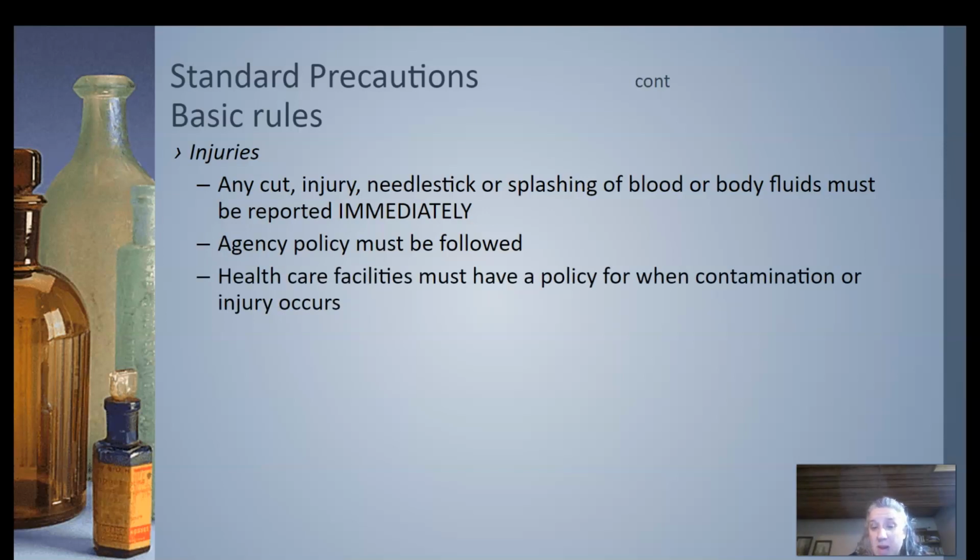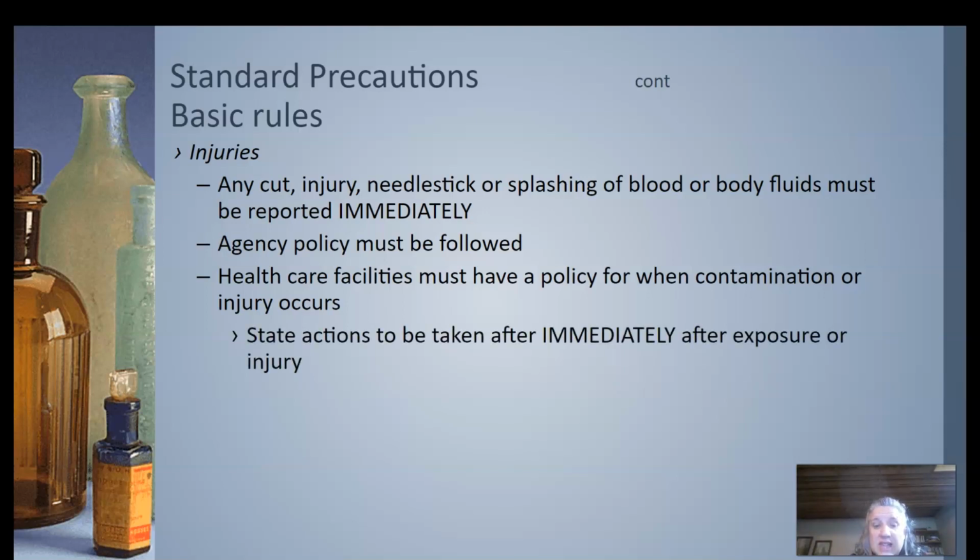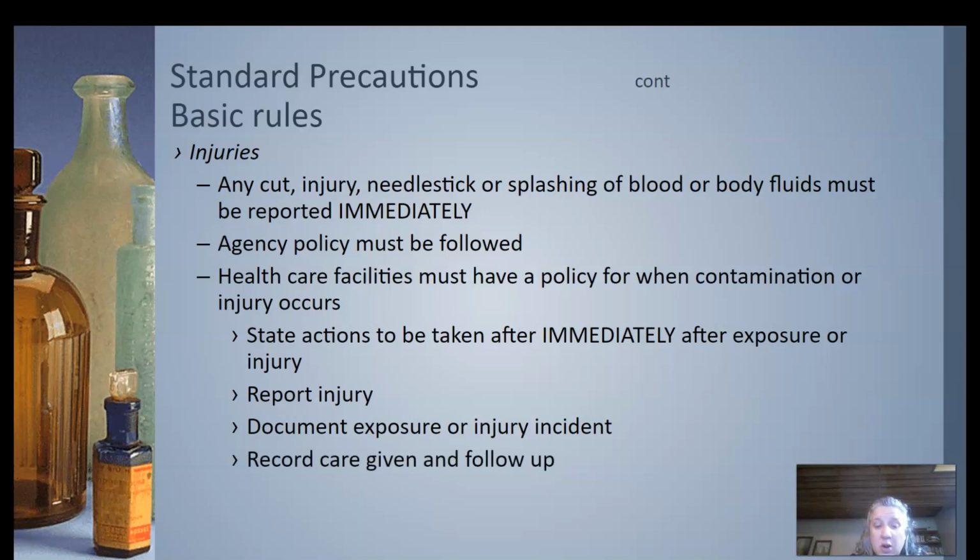All healthcare facilities must have a policy for when contamination or injury occurs. It states the actions that have to be taken immediately after exposure or injury. So it's going to tell the supervisor all steps that have to be taken after an exposure. First, the injury has to be reported. The exposure injury incident must be documented, so it has to be written down what occurred. And then it also has to record what care was given to that employee and any follow-up care that was given also. And it needs to identify ways to prevent a similar incident from happening again.